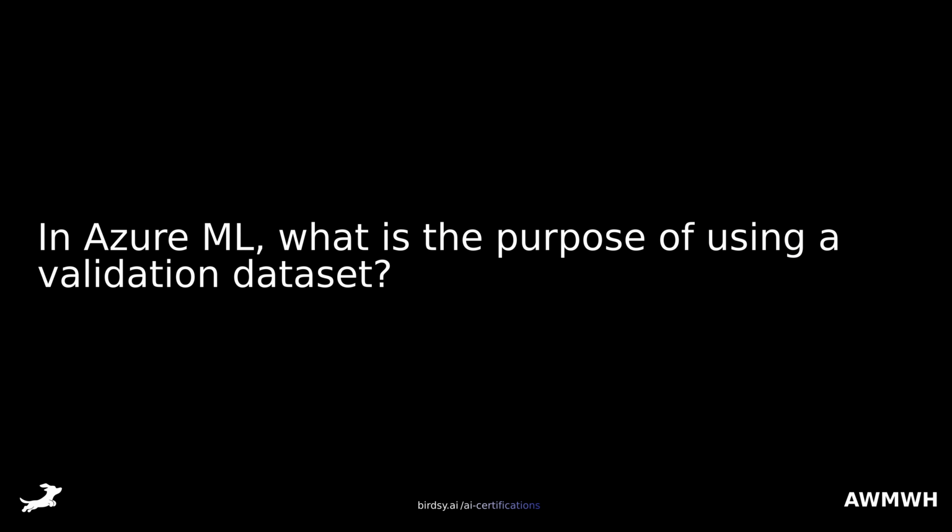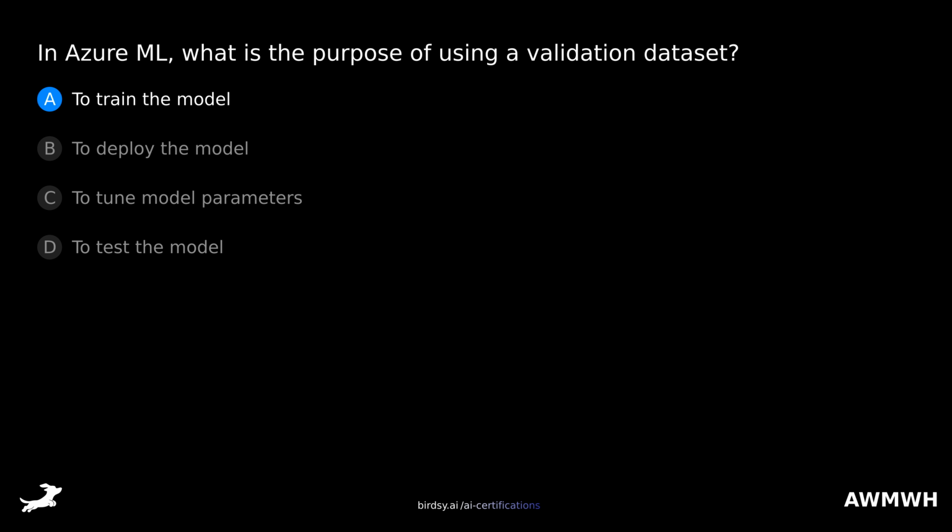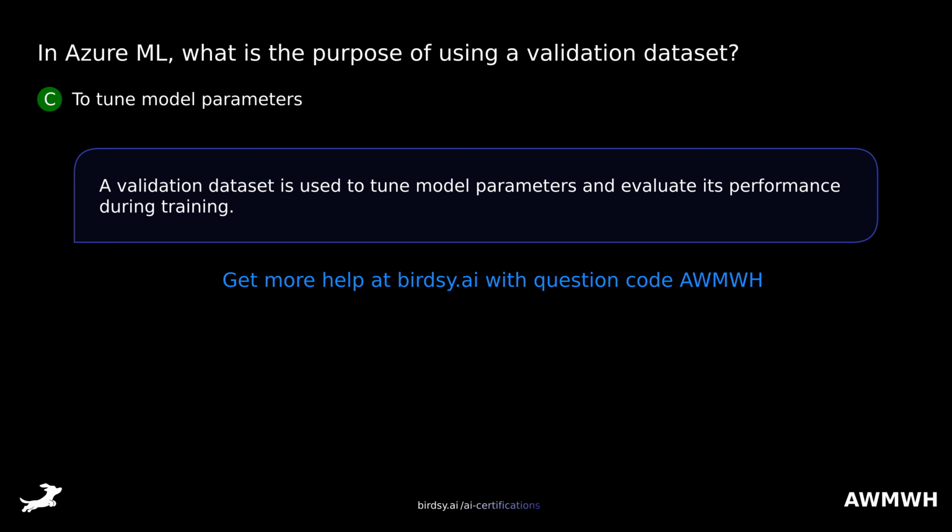In Azure ML, what is the purpose of using a validation dataset? Is it A, to train the model? B, to deploy the model? C, to tune model parameters? Or D, to test the model? The answer is C, to tune model parameters. A validation dataset is used to tune model parameters and evaluate its performance during training.